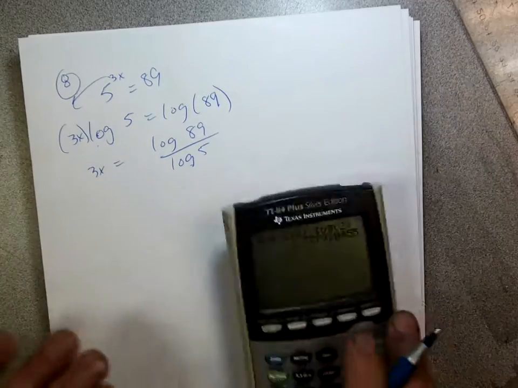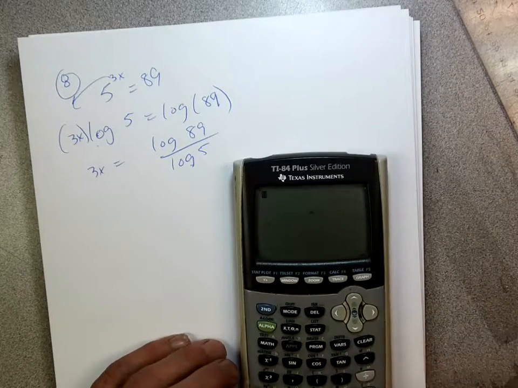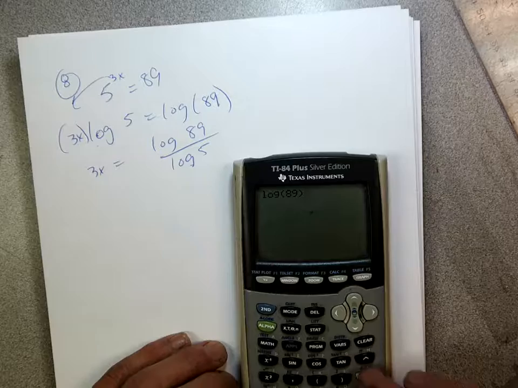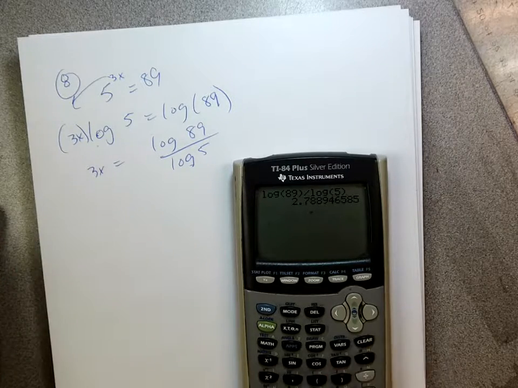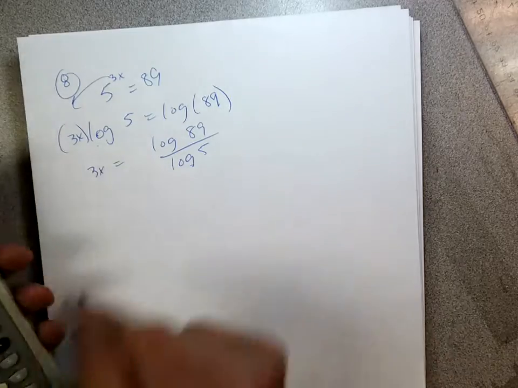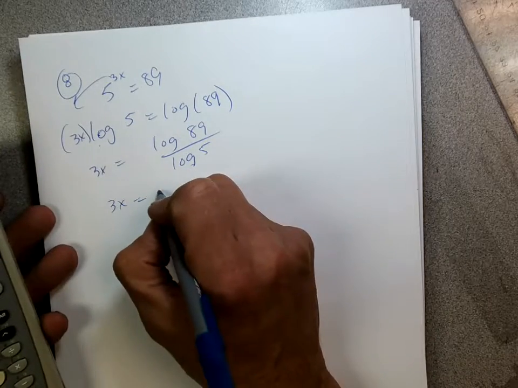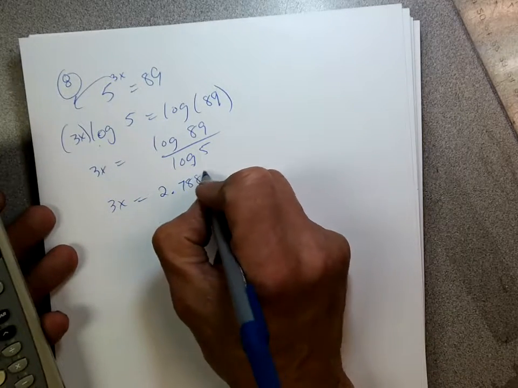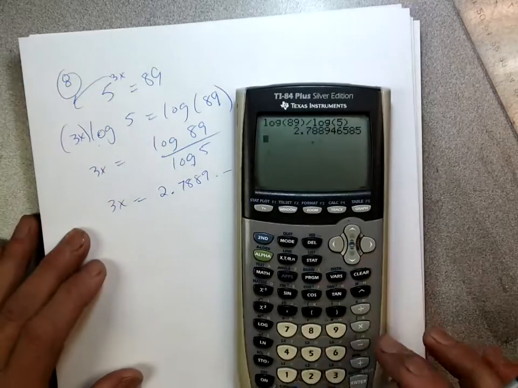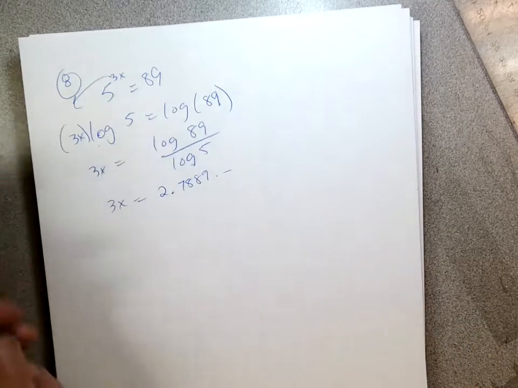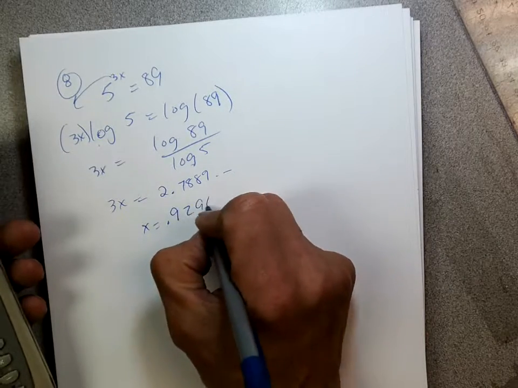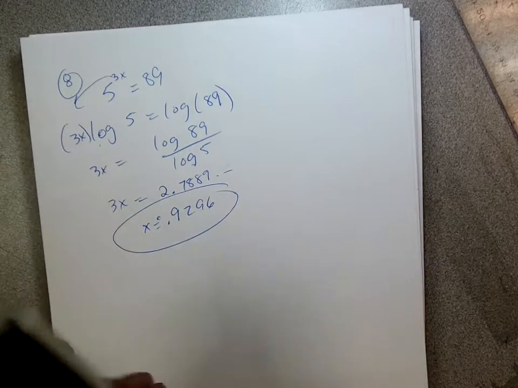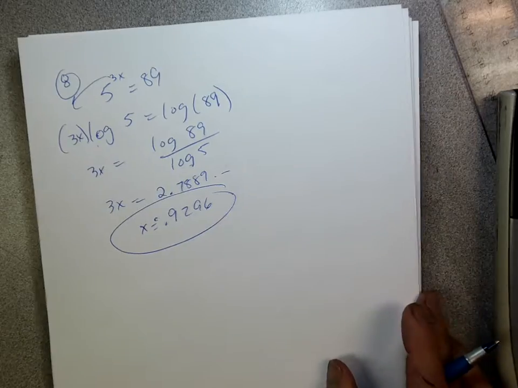Alright, so let me use my calculator. Log 89, close parentheses, divided by log 5 gives me 2.78. Then I'm going to divide by 3, right? So I got 3x equals 2.7889 and so on. Divide by 3, and I get an answer of about 0.9296 and so on.